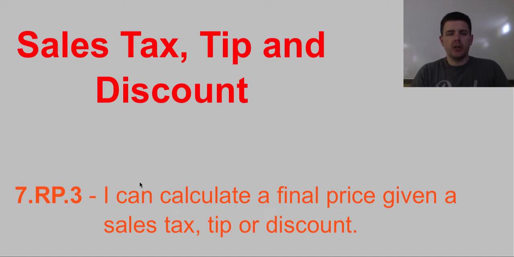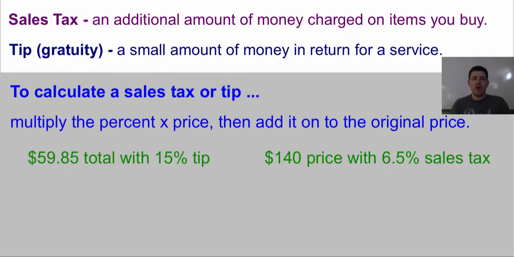Get your title and your learning target, 7RP3. I can calculate a final price given a sales tax, tip, or discount. So in this lesson, it's basically going to be about shopping or paying for things at a store. So we have some vocabulary to get us started.